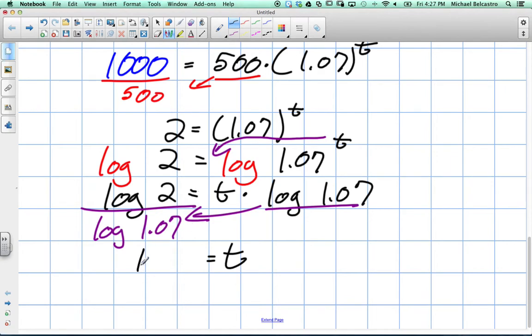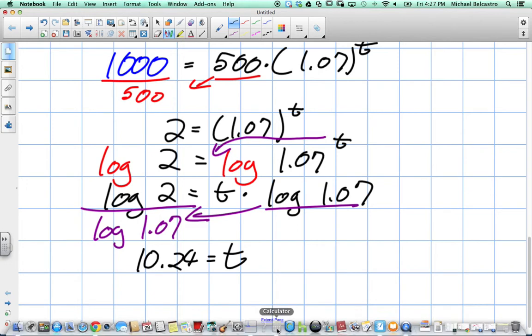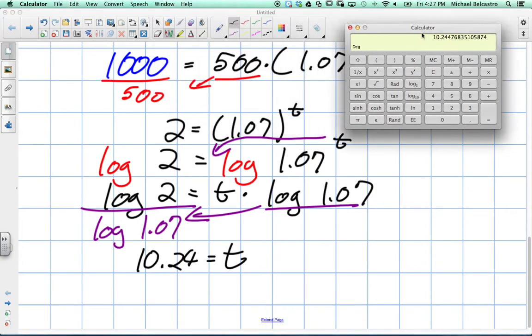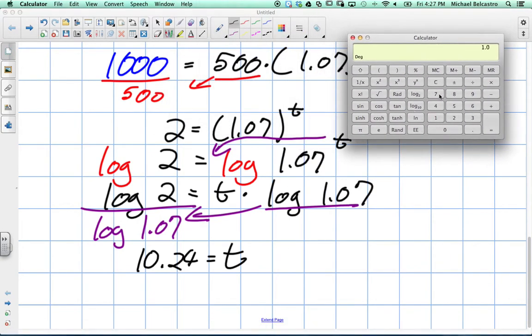Okay, 10.24. So, we can use that to check. We take our 1.07 and put it to this power, to check our answer here. 1.07 to the power of 10.24 is equal to 1.999, which is essentially our 2.